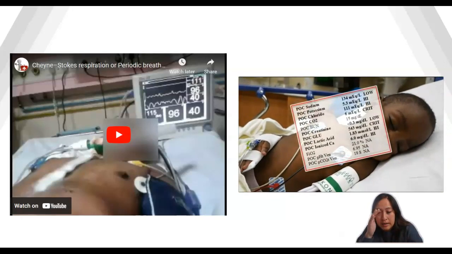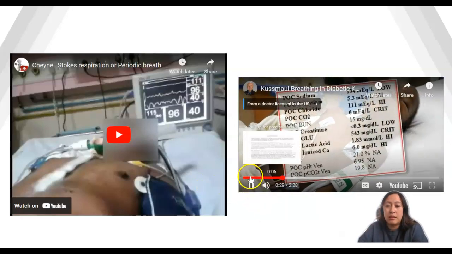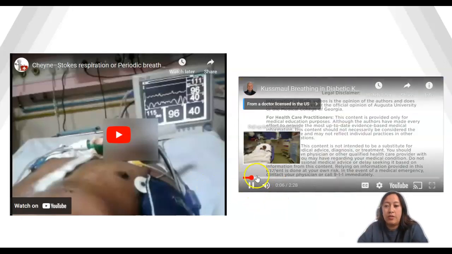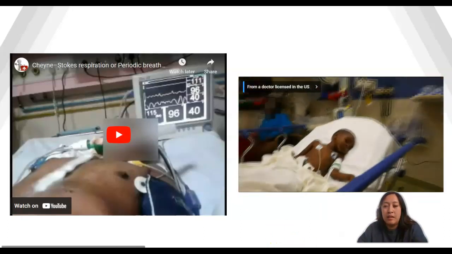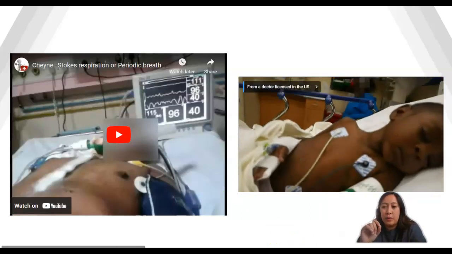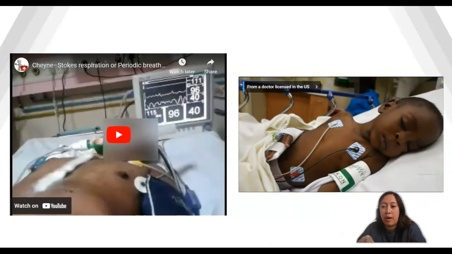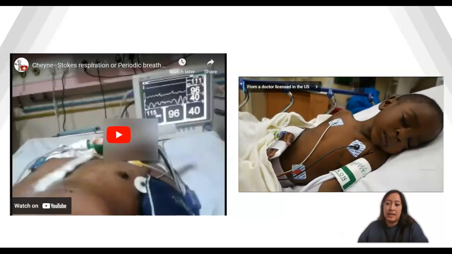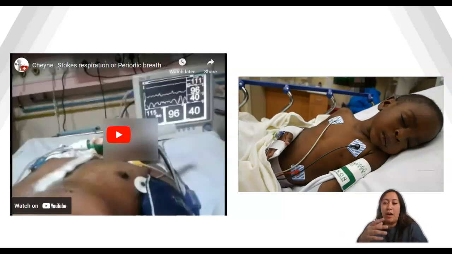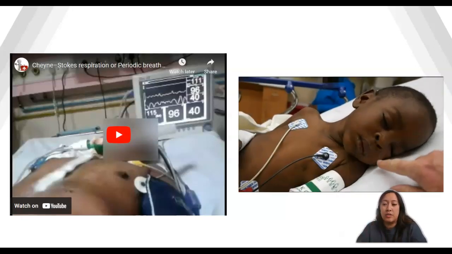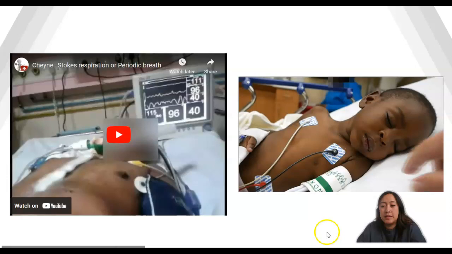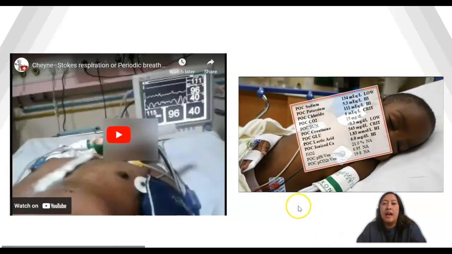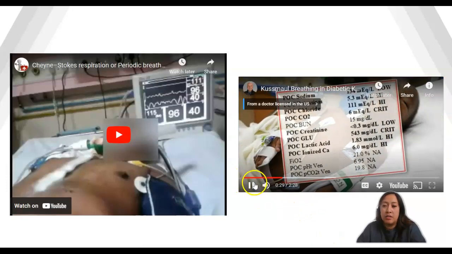He's in diabetic ketoacidosis. You can watch the whole video if you want, but you can see, again, rapid, deep breaths, as opposed to the other video where it was gradually getting deeper. He needs to breathe off that acid, which is just CO2. So this poor little guy is in Kussmaul breathing.